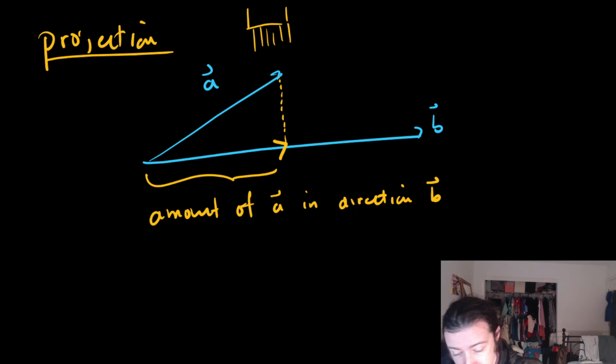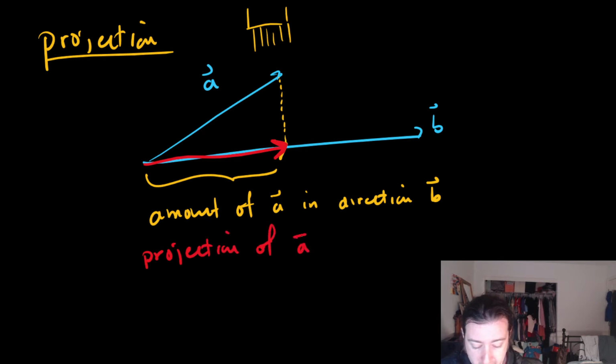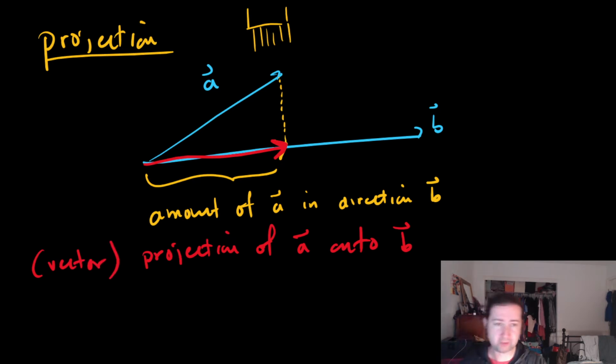So this vector here, the fancier name for this is the projection of A onto B. And because I've drawn it as an arrow, we can think about this as the vector projection. So the vector projection is the vector that's pointing in the same direction as B, but is the length of the shadow of A. And the way we compute all this is we use the dot product to figure out what these things are.